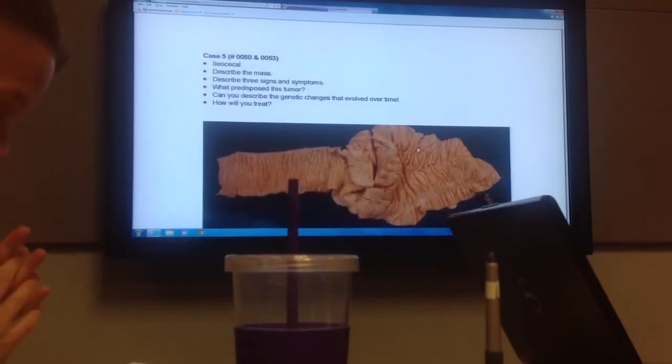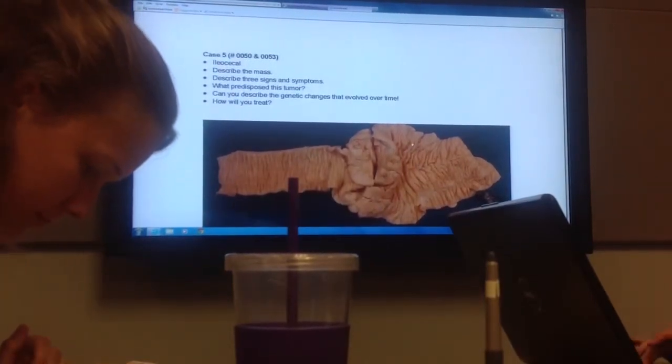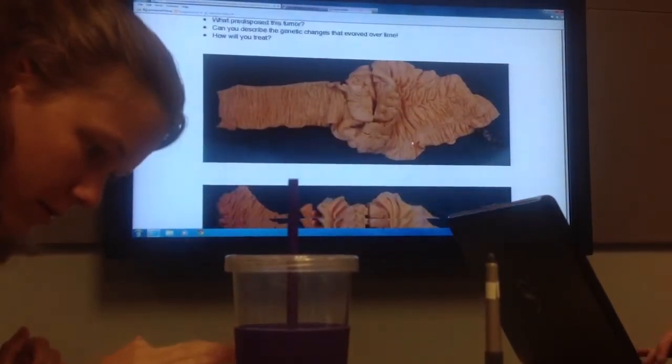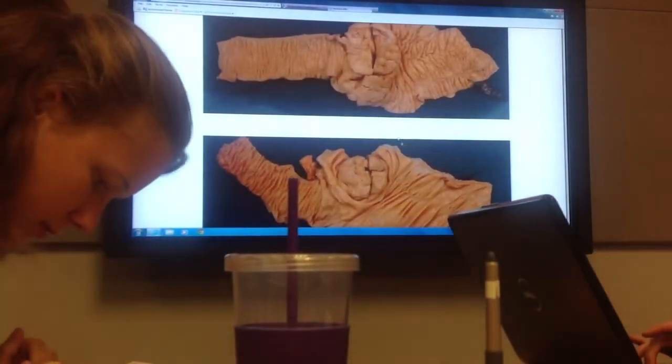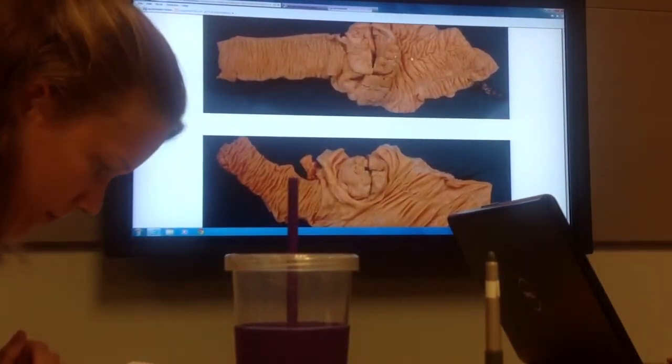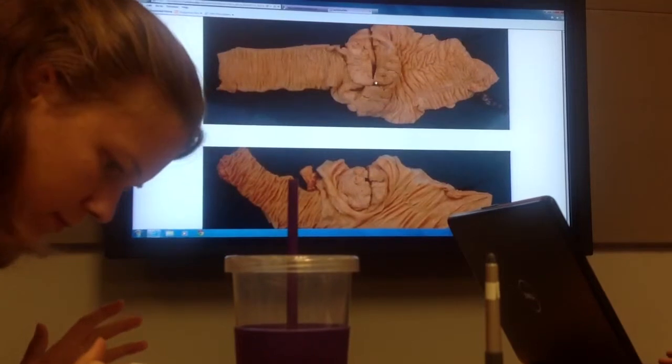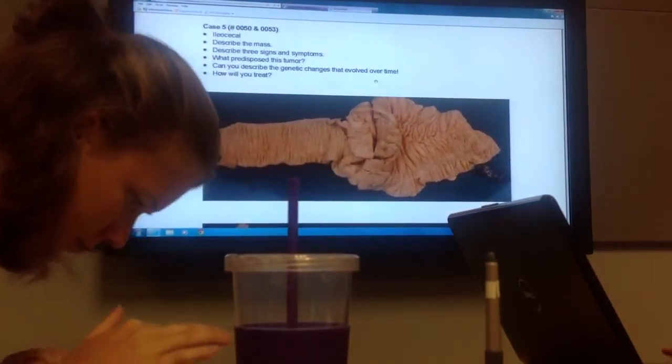So this is clearly a right-sided lesion. Does it look like it goes pretty deep? Kind of does, doesn't it? It's pretty full thickness here. So this would be clearly invasive malignancy.